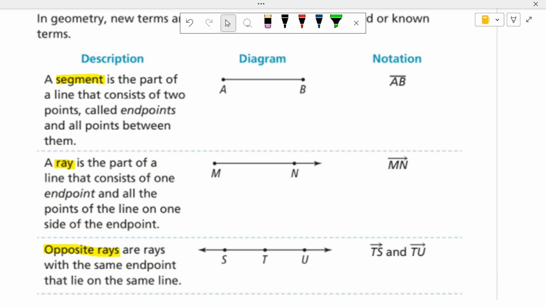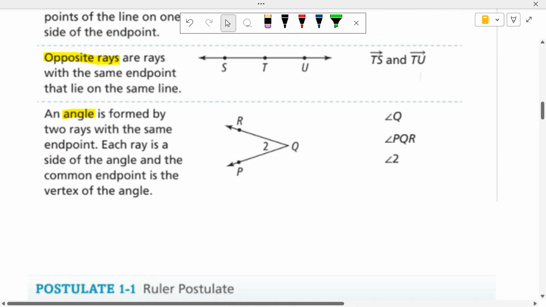Okay? A ray has one endpoint and goes through another point and goes on forever. Okay, so basically a ray is part of a line with one endpoint. So a segment is part of a line with 2 endpoints. A ray is part of a line with 1 endpoint. Now opposite rays is a ray going this way and a ray going this way, and they share the same endpoint, and 2 opposite rays actually form a line.